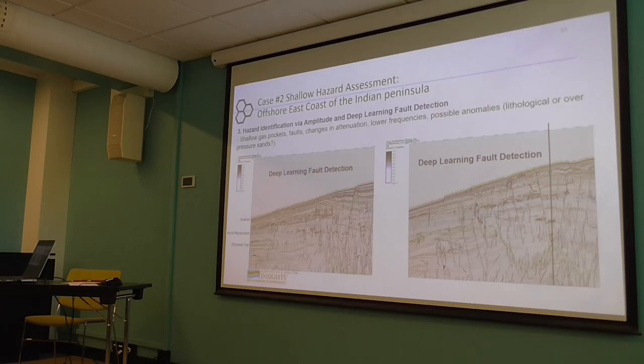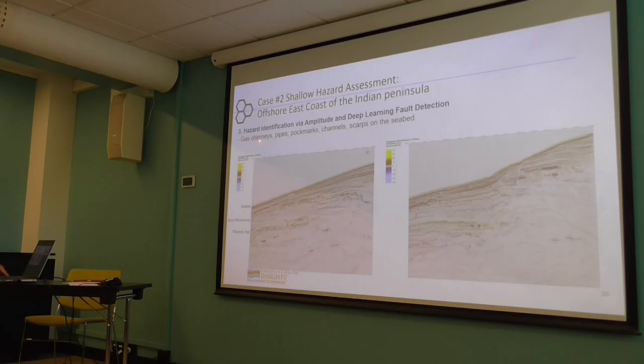From there, we want to identify these shallow hazard pockets, or these shallow hazard bright anomalies. As we're drilling, we want to dodge shallow gas pockets, other faults, changes in attenuation. We're looking for bright spots, right? So we're looking for gas chimneys, pipes, pockmarks, channels, scarps, anything on the seabed or in the shallow section that we should dodge as we're drilling. So we're going to use our self-organizing map and our faults to identify hazardous areas.